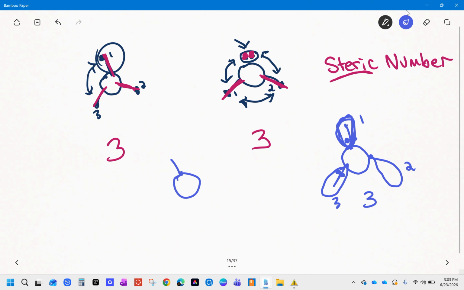If it had 4 things coming off of it, then the steric number would be 4. If it had 3 bonds coming off of it and a lone pair, the steric number would still be 4 because there's 4 things, 4 different directions where things are coming off of the atom. So it doesn't matter if it's bonds or lone pairs, the steric number is just how many different directions things are coming out of the atom.